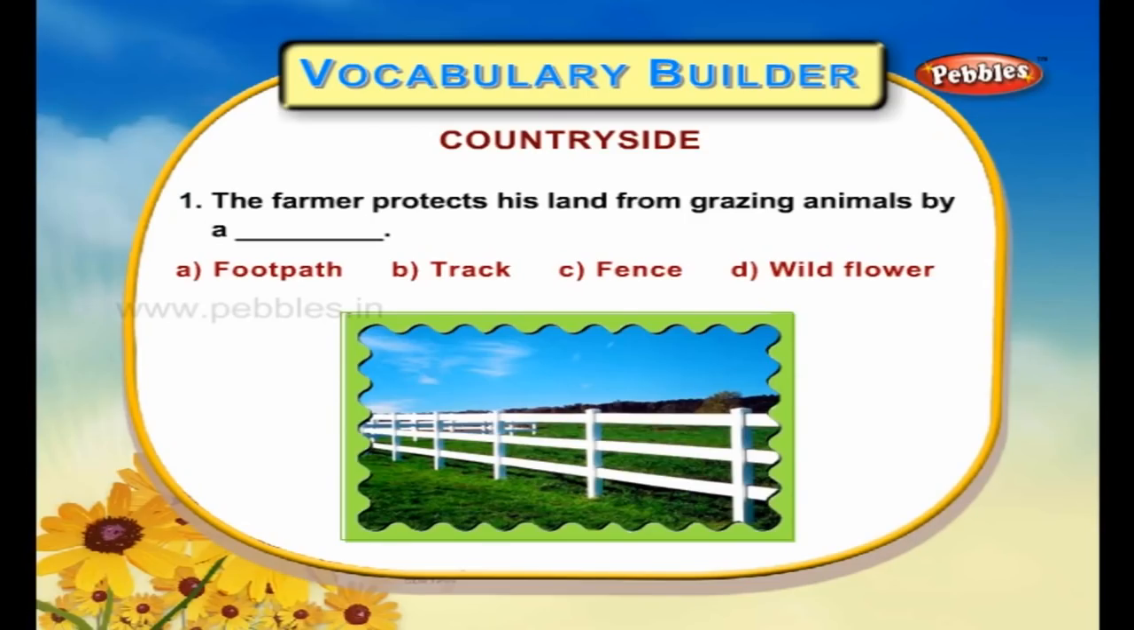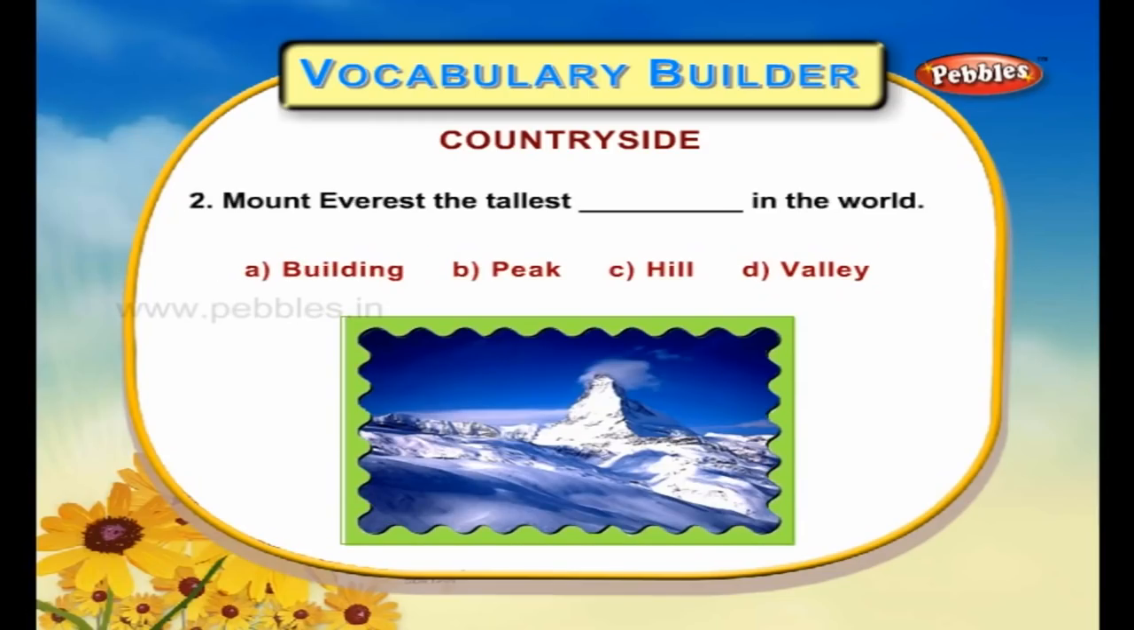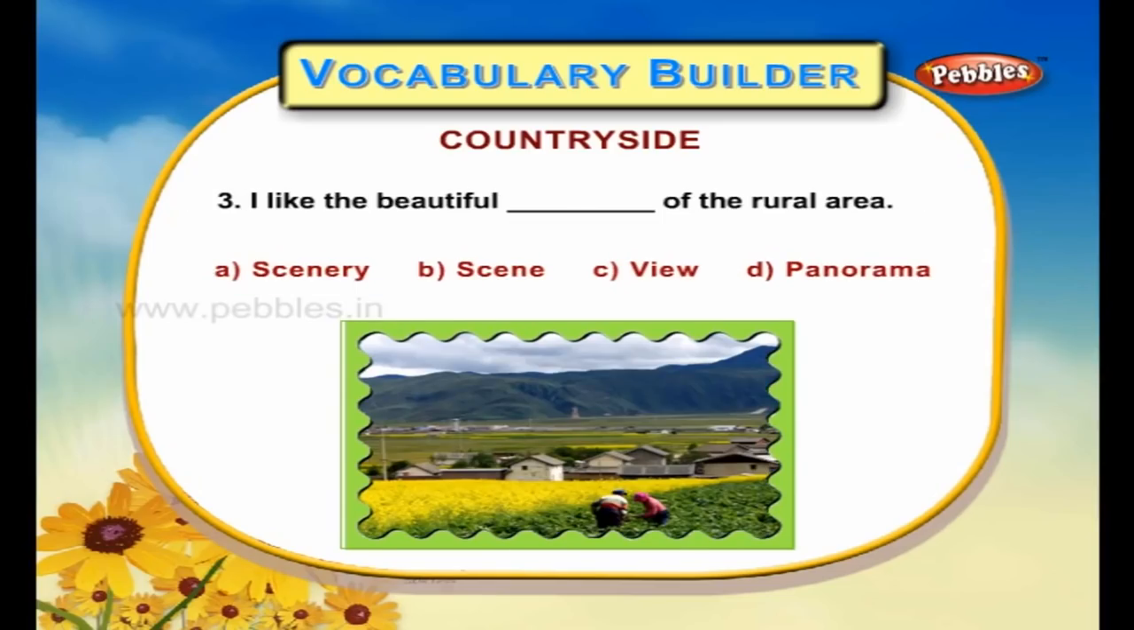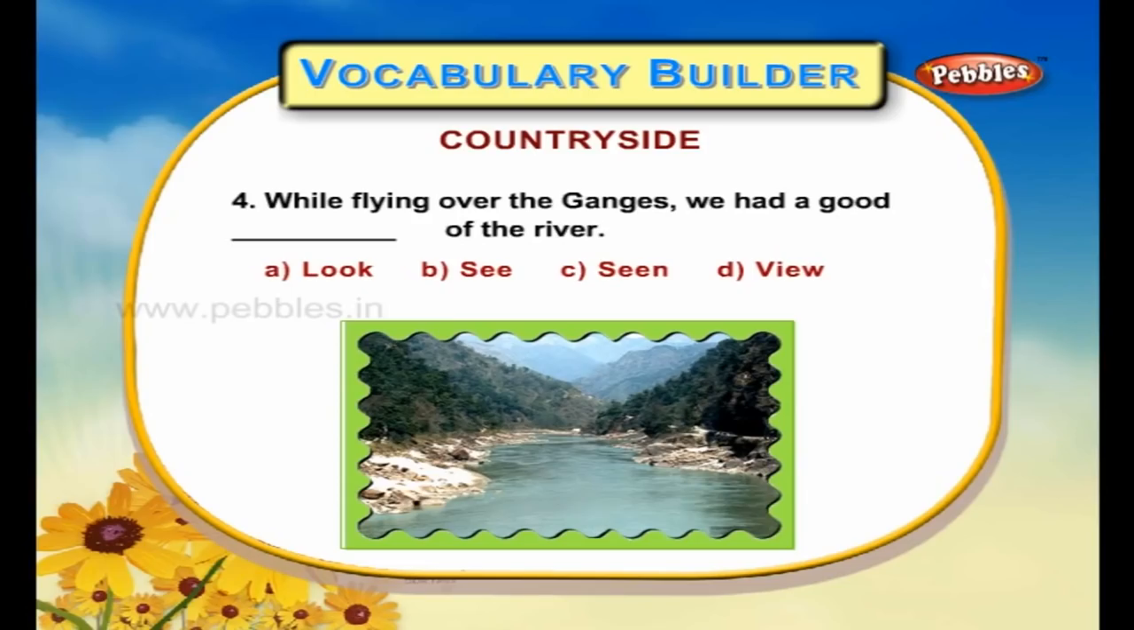The farmer protects his land from grazing animals by a fence. Mount Everest, the tallest peak in the world. I like the beautiful scenery of the rural area. While flying over the Ganges, we had a good view of the river.